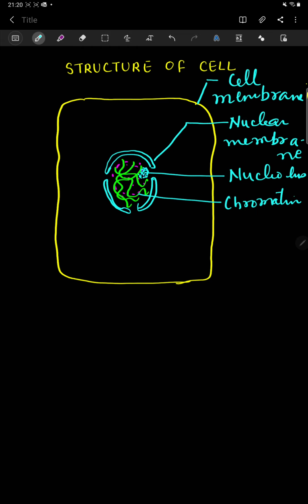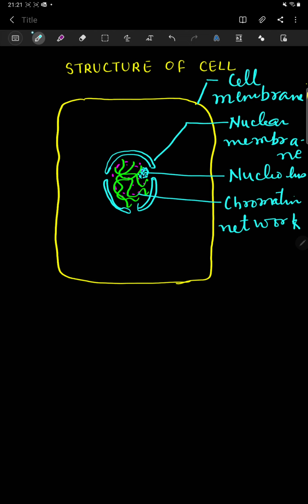Chromatin network. Alright, this chromatin network later on will form chromosome, and you know that the function of the chromosome is to carry genetic information from one cell to another cell, or you can say from one generation to another generation. Now the most important part, of course, inside the cell, which is making a framework like structure, it actually originates from this nuclear membrane.